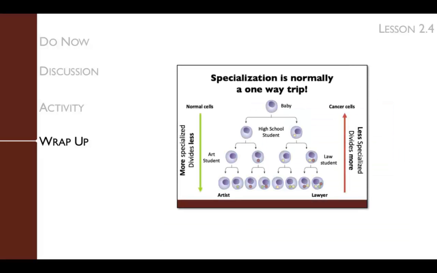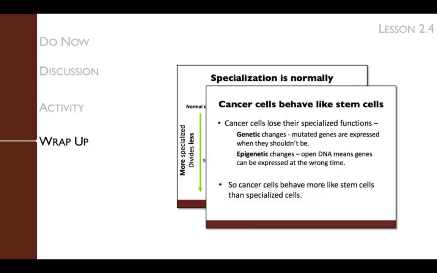Normally, differentiation goes in the direction of increased specialization, with terminally differentiated cells losing the ability to replicate. But in cancer cells, differentiation can sometimes go backwards, so terminally differentiated cells behave more like undifferentiated cells, regaining the ability to replicate because certain areas of the DNA become more open.